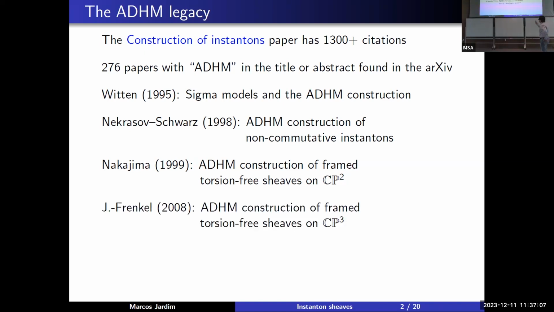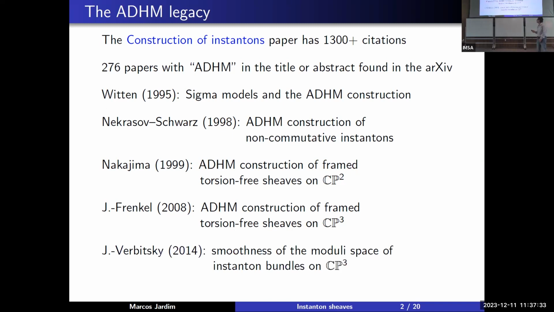So one of my first contributions to this is a paper in 2008 with Igor Frenkel, where we adapted Nakajima's construction, looking back at the original construction. We looked at all the torsion-free sheaves on CP3. Now this should be framed instanton torsion-free sheaves on CP3. And also another paper of mine with Jardim and Sivitsky, in which they used the ADHM construction to show that the moduli space of instanton bundles on CP3 is smooth. That was an open problem for a while.